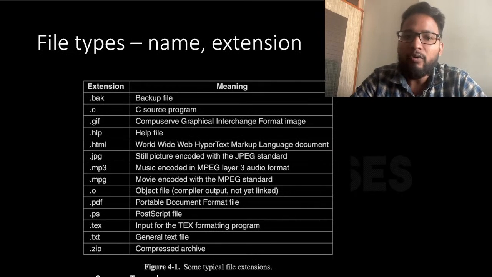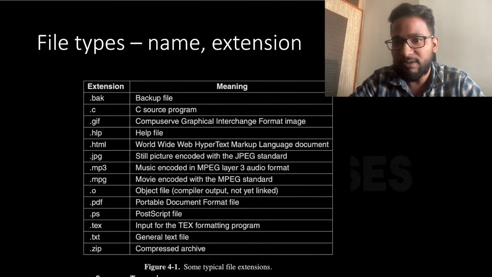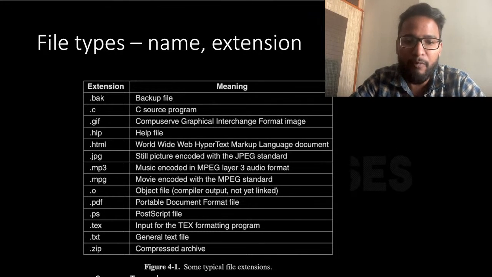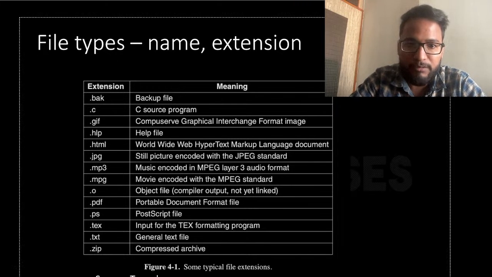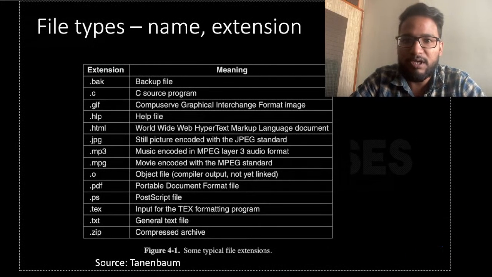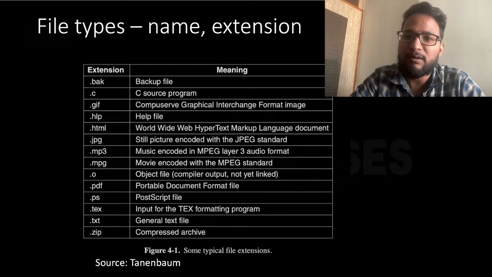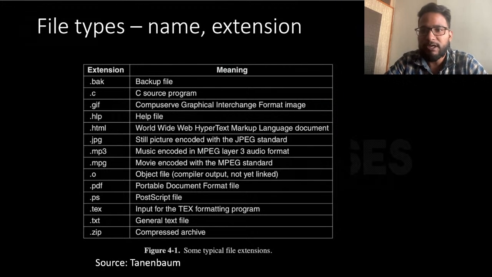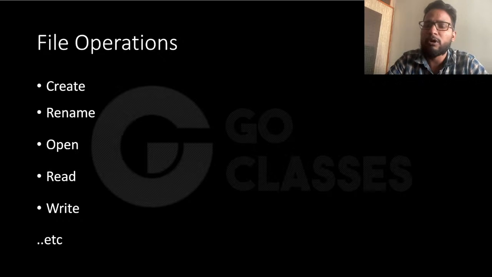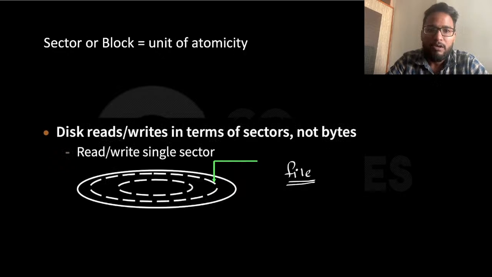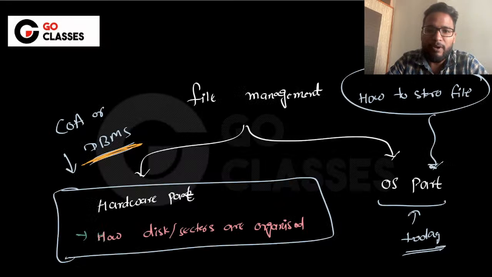Now, what is a file and what do the extensions look like? These are some popular extensions that I have taken from a book, and that book is Tenenbaum. The source of this image is the Tenenbaum book. I have taken this screenshot from there. They have listed some of the popular extensions that we have for files. Now, what are the operations that you can do on the files? These are the different operations that you can do on the files. I think this is what we have already seen.